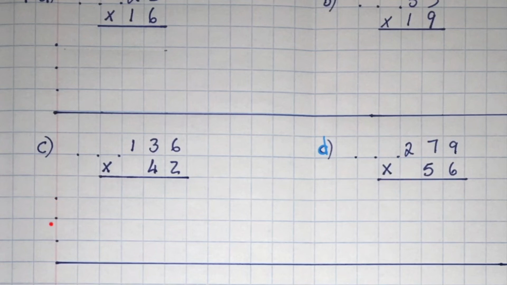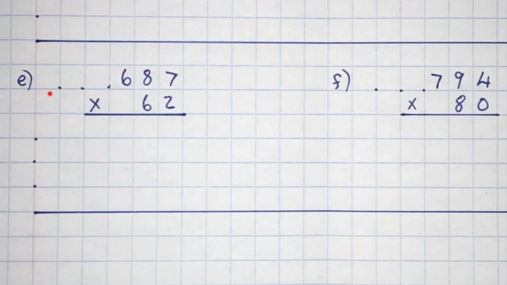Skip 3 blocks and rule off. Now write down E, skip 3 blocks, 6, 8, 7 times 62. F, skip 3 blocks, 7, 9, 4 times 80. Right, do these sums, and when you're finished, let's mark together with a green pen.